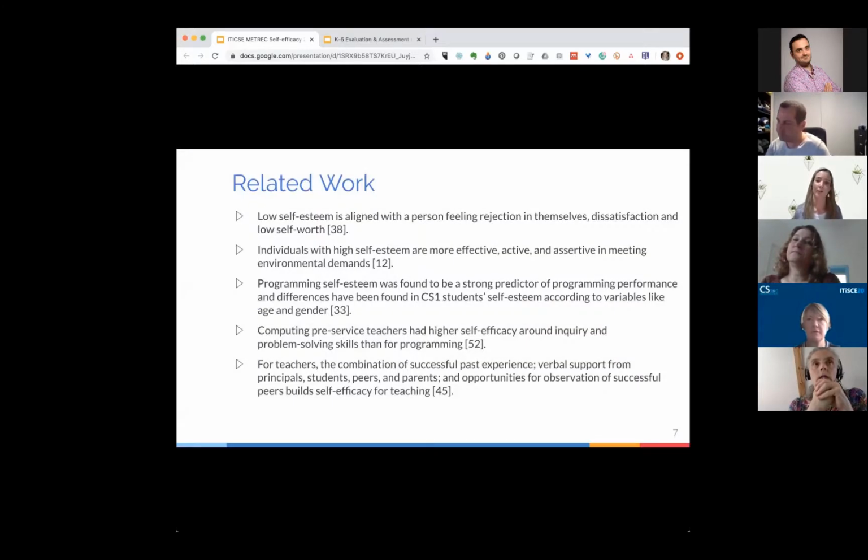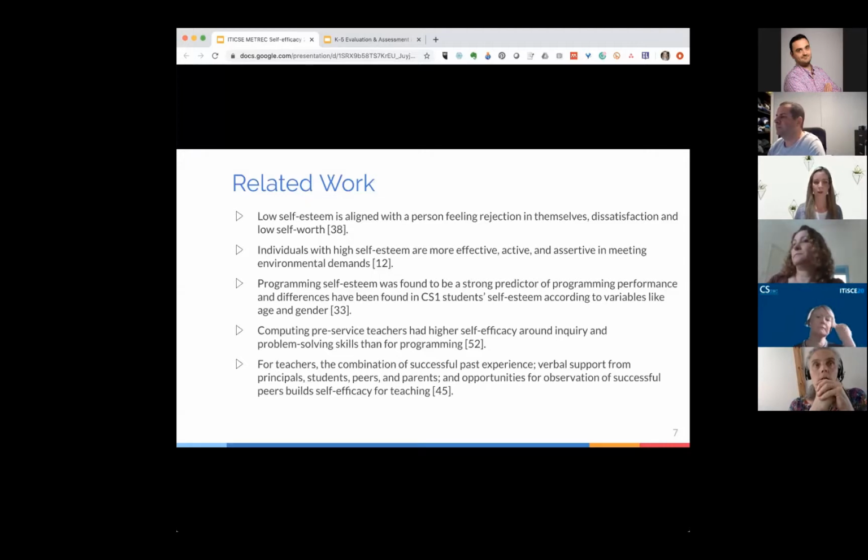Low self-esteem has been aligned with a person's feeling of rejection in themselves, dissatisfaction, and low self-worth. And individuals with high self-esteem have been found to be more effective, active, and assertive in meeting different environmental demands. Programming self-esteem has been found to be a predictor of programming performance, and differences have been found among CS1 students where their self-esteem has been different according to variables like age and gender. Computing pre-service teachers have been found to have higher self-efficacy around inquiry and problem-solving skills than in programming. And for teachers, the combination of successful past experience, verbal support from principals, students, peers and parents, and opportunities for observation of successful peers can build their sense of self-efficacy for teaching.